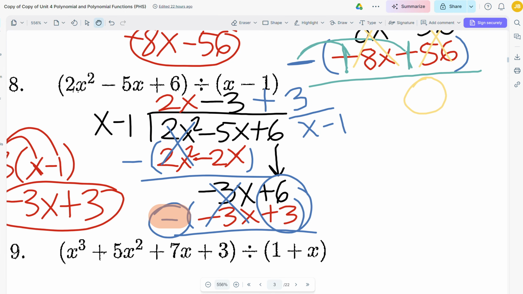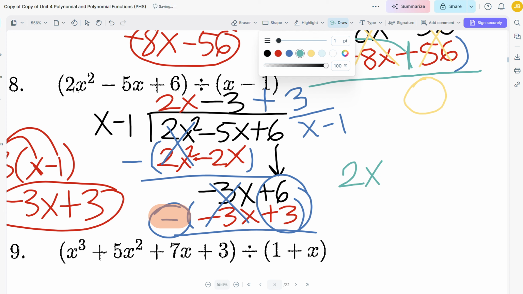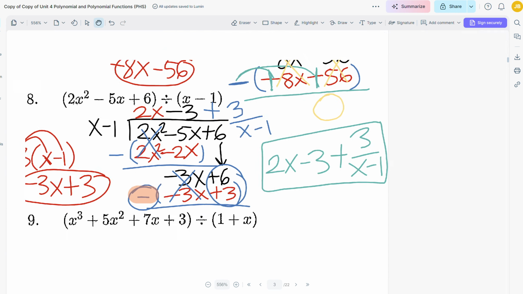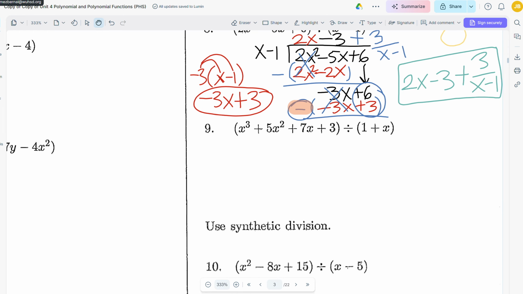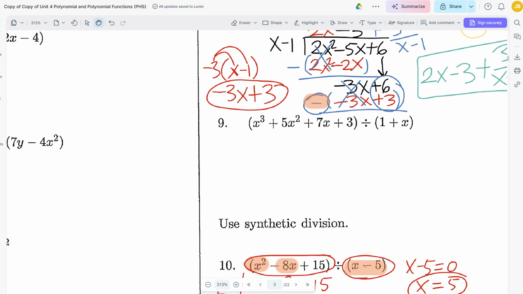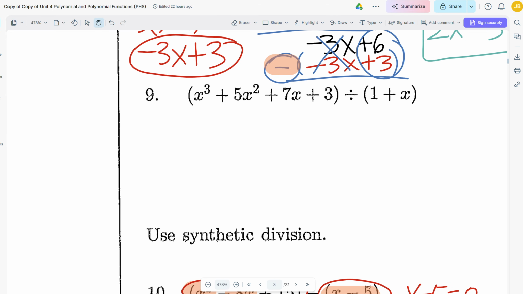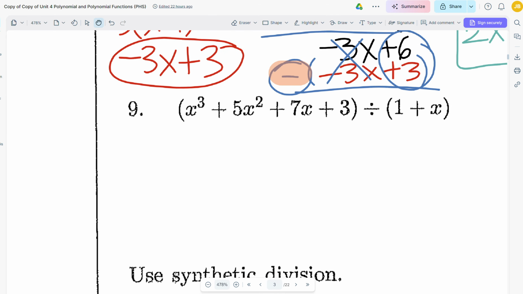Here we go. Let's do this in green. So the final answer after you divide, your result would be the following. All right, here we go. Example number 9. Okay, example number 9.